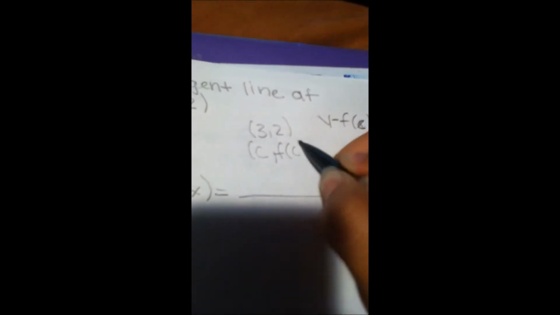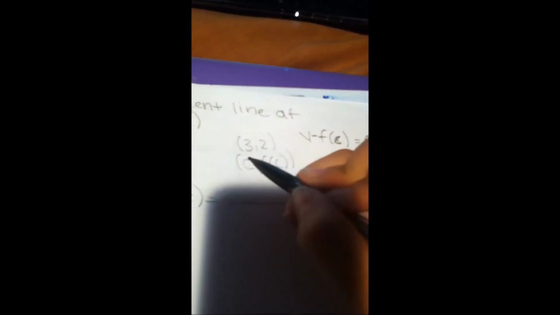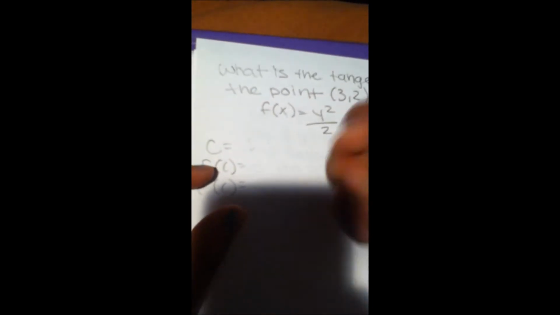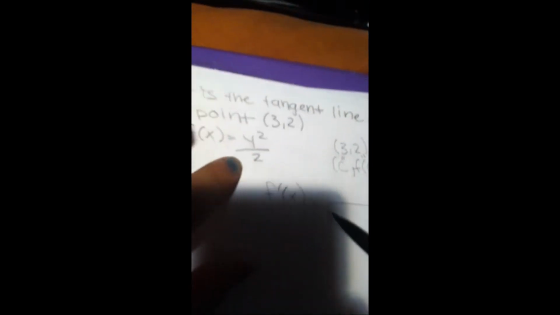Given the point 3, 2, the 3 is the same thing as c. Therefore, c equals 3 and f of c equals 2. Now we have to find the derivative in order to solve what's left. Therefore, we're going to derive this part.